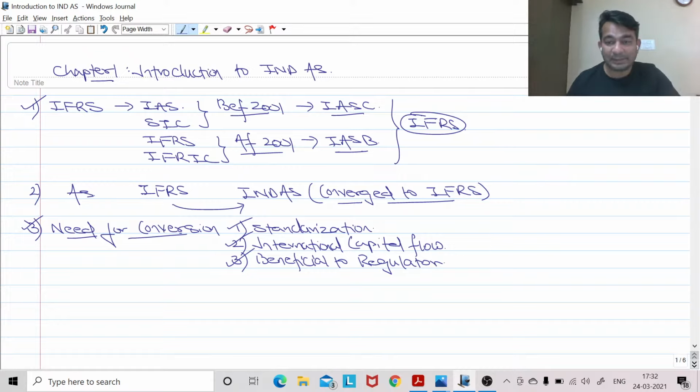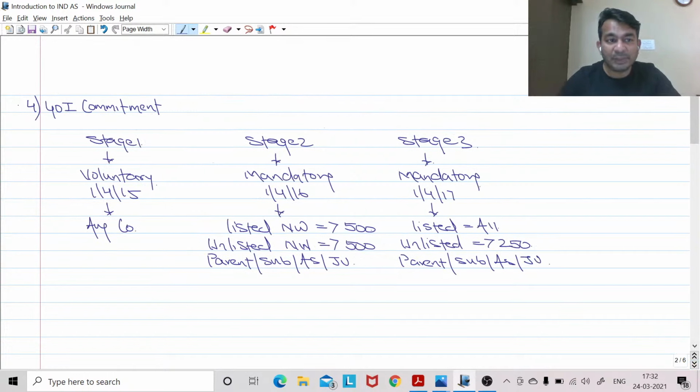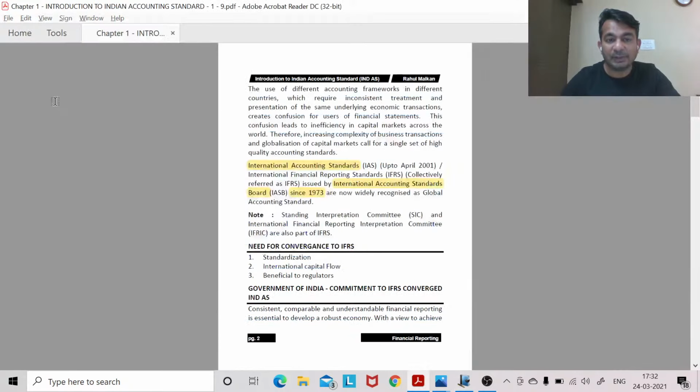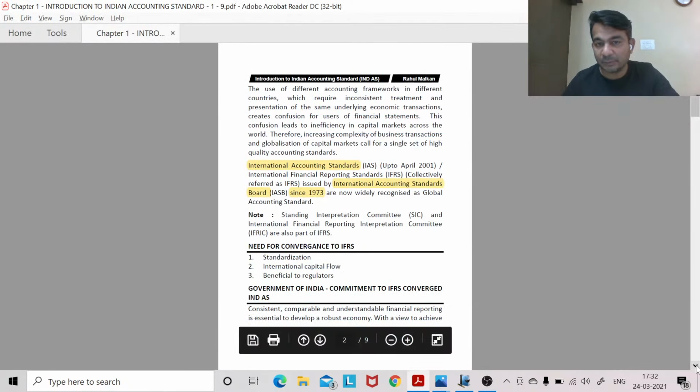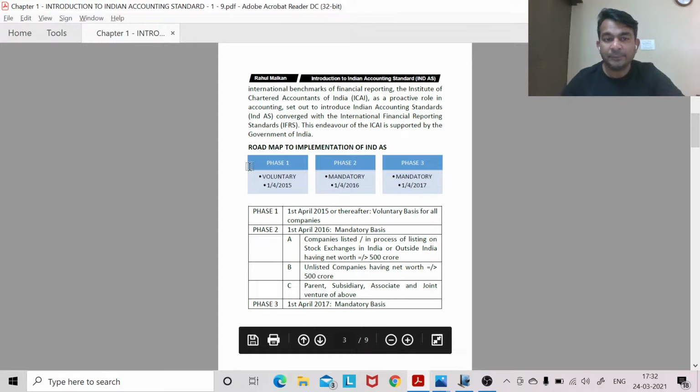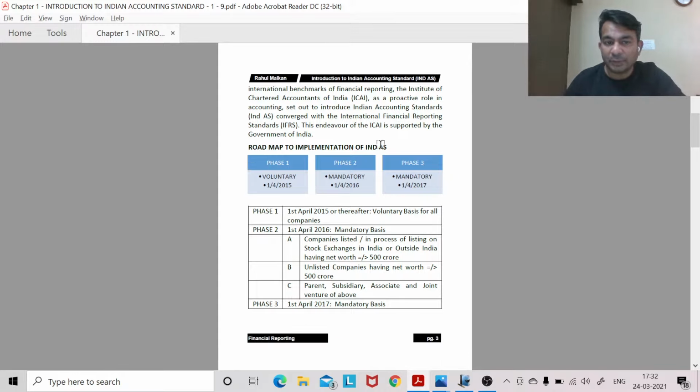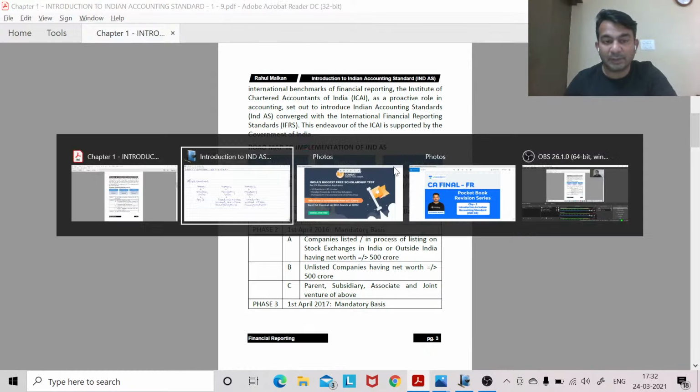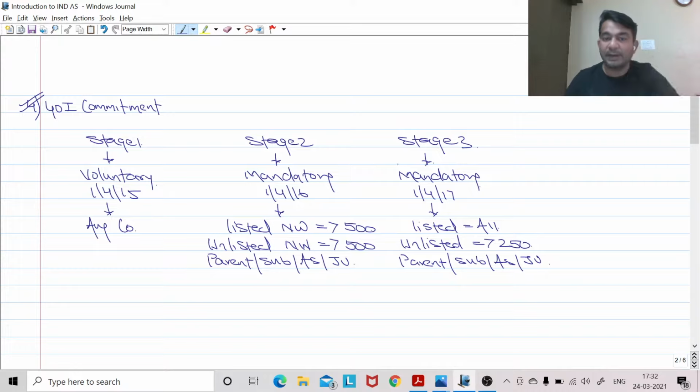So guys, IND AS. Now, what are IND AS? So guys, when was IND AS introduced in India, and what is Government of India's commitment? So you can see the Government of India's commitment is right there on your screen, in your pocket book also. So the roadmap for the implementation of IND AS. We can say phase number 1, phase number 2, phase number 3, and that is what I have created in a time chart. This is my handwritten notes, guys.